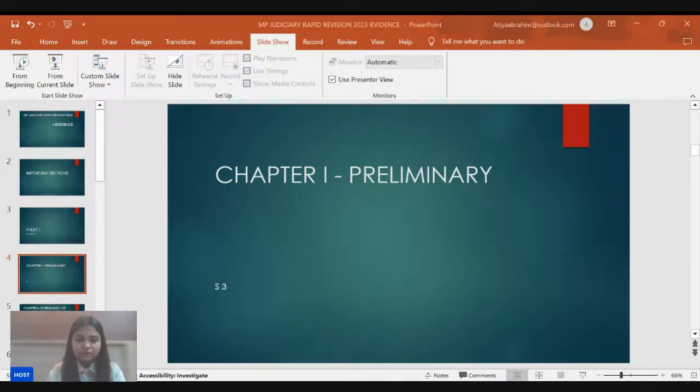Okay. So if the screen is clearly visible, just jot down these sections which are mentioned here. That is 5, 6, 8, 9, 10, 11.